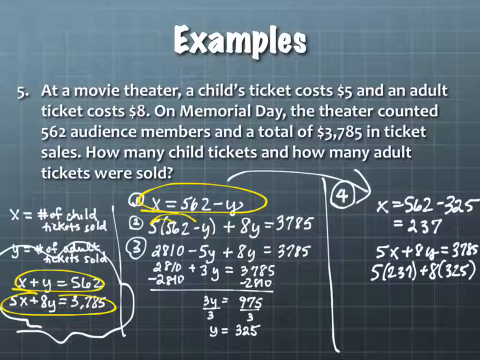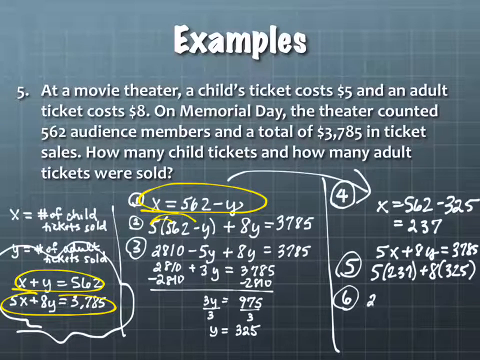And then step 6, so this was step 5. Step 6 is to write our solution either as an ordered pair or as values with units. Which one is appropriate for this problem? The units one. So x was 237. And 237 was what? There are 237 child tickets sold.